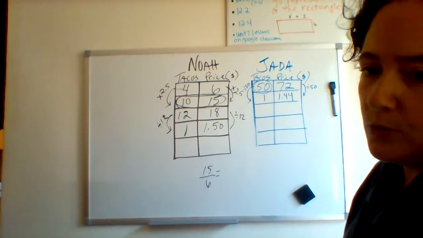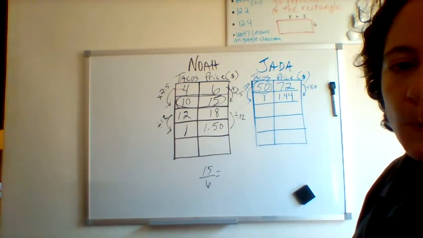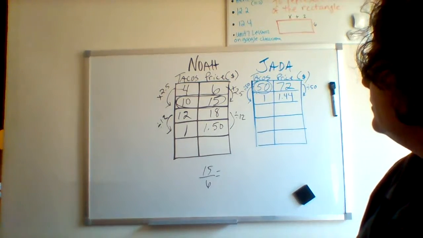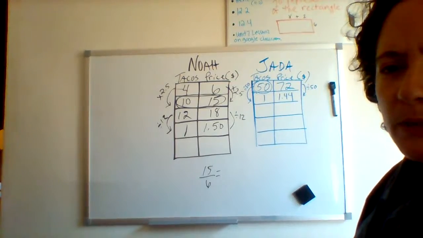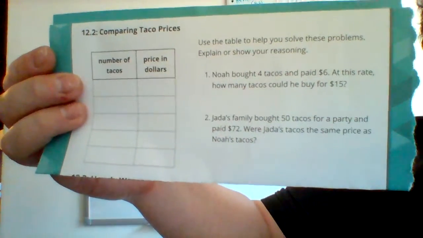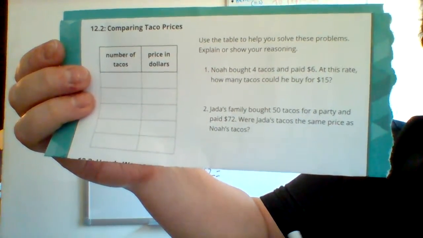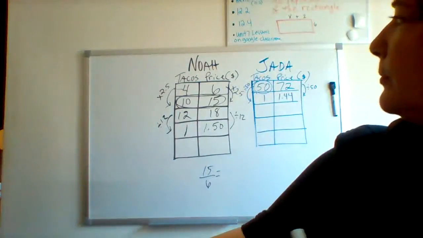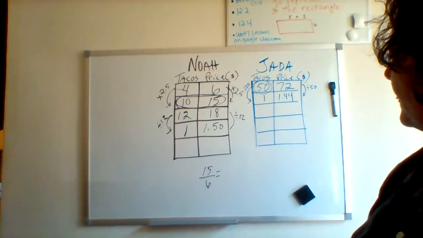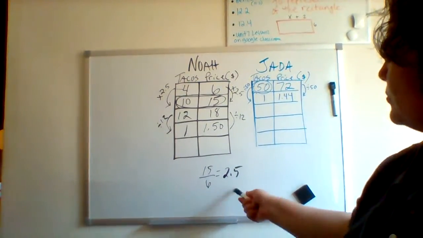Why 2? Where do you see the 2? Oh, maybe number 2? Is that what you're asking me? I'm talking about number 2 right now. I'm not sure what you're asking me, Ashley. We're talking about number 2 right now. We already answered number 1. Number 1, we said he could buy 10 tacos for $15. Okay, cool. I didn't fill that in. I'm sorry. 15 divided by 6 was 2.5.